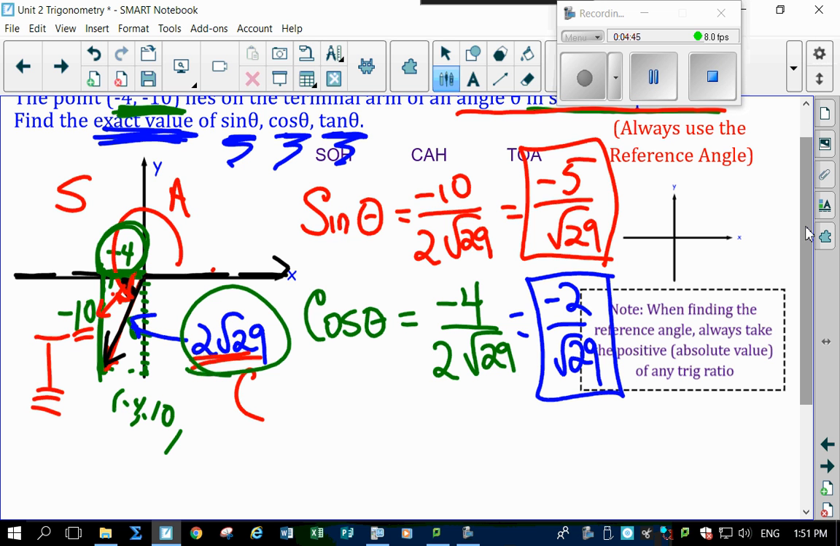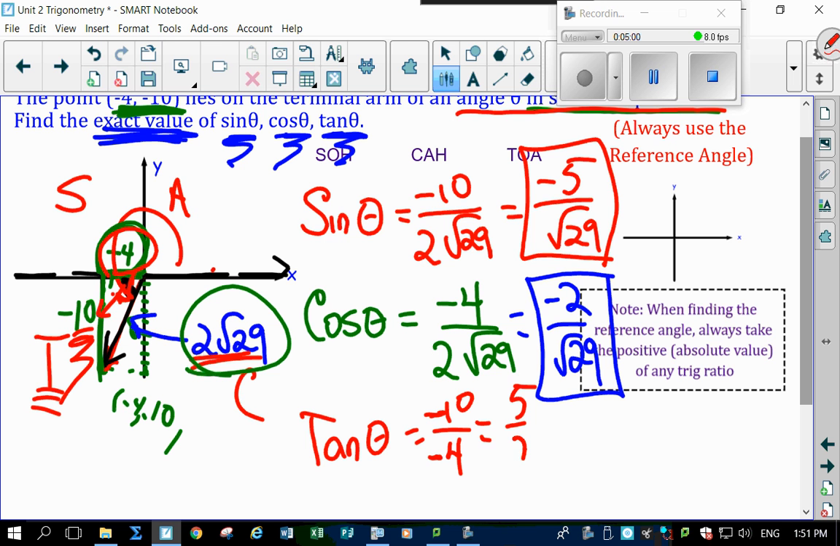And then finally, your tangent, which would be opposite over adjacent, would be -10 over -4, giving you, oh, look at that, the minuses cancel out, just as we predicted using the CAST rule, that this in fact is positive, this is negative. And being that they have the square roots in every one of these, those are your exact values of sine, cosine, and tangent.